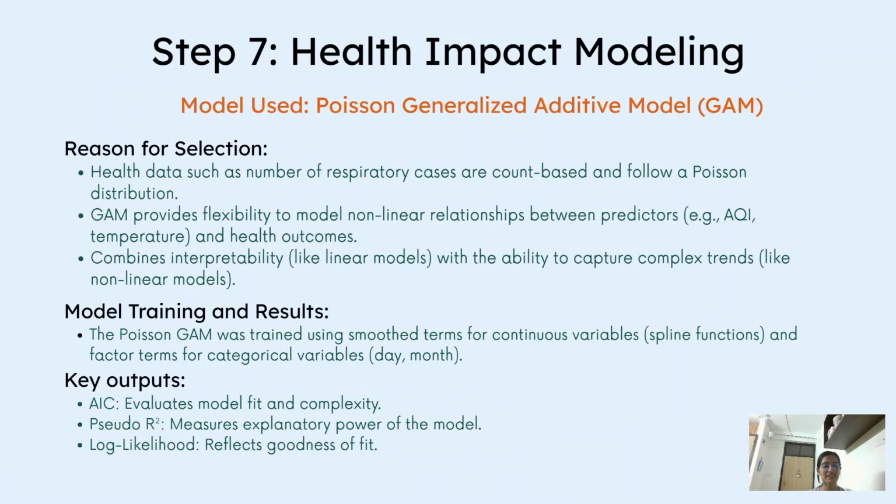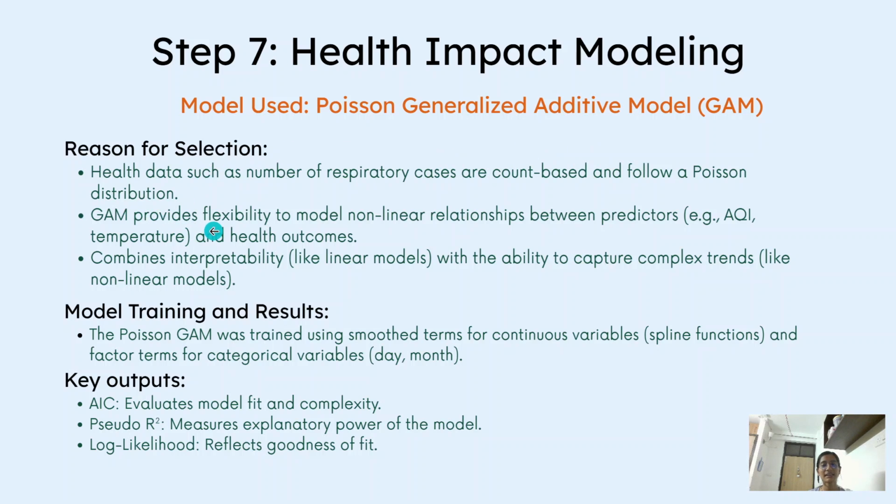The next step is step number 7, which is health impact modeling. In this we use the GAM model, a Poisson generalized additive model. So what is the reason behind the selection? Health data such as the number of respiratory cases are count-based and follow a Poisson distribution. As we can see in our data, it shows the Poisson distribution.